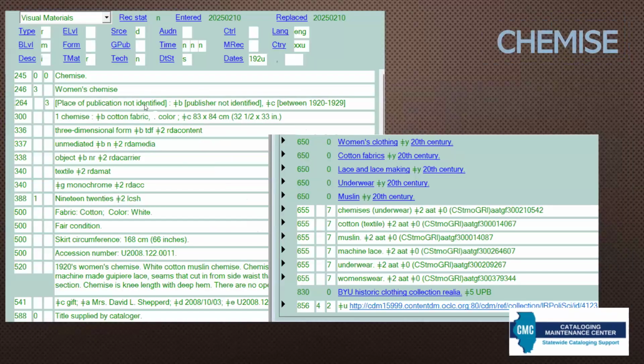So for this, it's cotton fabric and it's textile, and I chose monochrome, but then I'm thinking, well, I don't know, because some of it has yellowed, but I guess it was originally white fabric, so I don't know. I put monochrome. And then for all of these, the title was supplied by the cataloger. Like the cataloger at BYU is the one that decided to call this chemise.